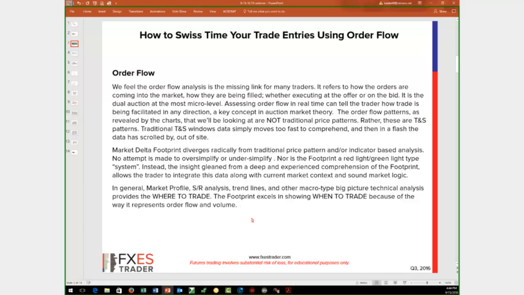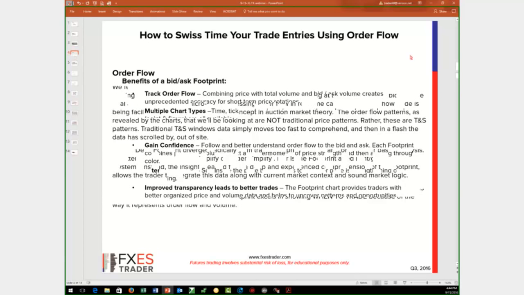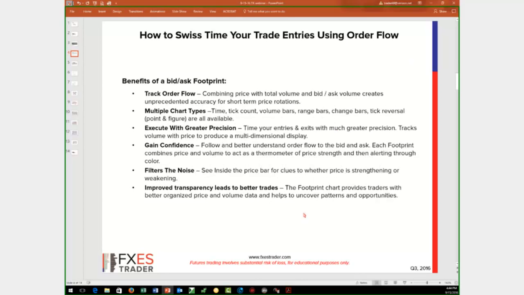So I'll go through all that. Next slide is the benefits. You may have seen some of this before, but it tracks order flow. Being able to execute with greater precision, I think, goes without saying, so your timing of entries and exits. Obviously, it gives you confidence. It helps you filter the noise, which I think is important.